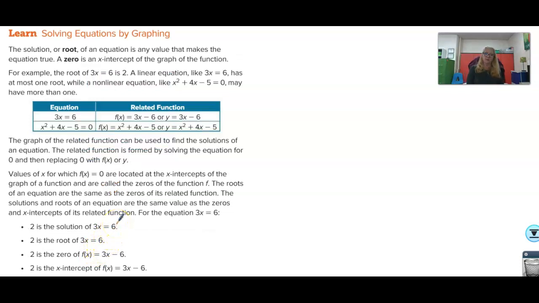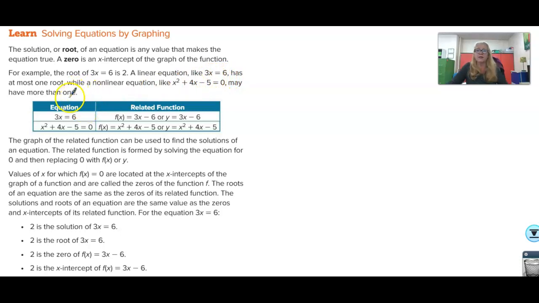Okay, here's where it gets a little weird. I was struggling with this myself because I don't understand part of it, but I'll explain it to you. I'll tell you how they do it. It says the solution or root of an equation is any value that makes the equation true. A zero is an x-intercept of the graph of the function. For example, the root of 3x equals 6 is 2, because that makes it true. A linear equation like 3x equals 6 has at most one root, while a nonlinear equation like x squared plus 4x minus 5 equals 0 may have more than one.